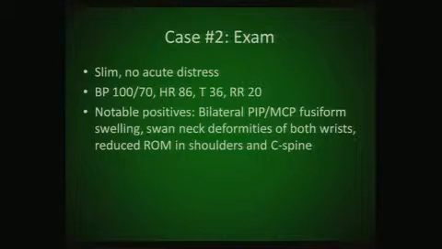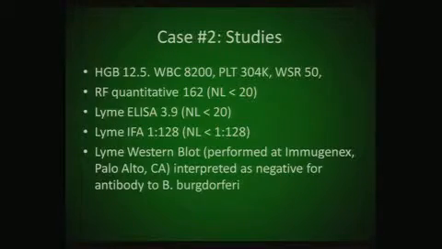On physical examination, there was not too much of note. A slim, very alert and lively woman, normal vital signs, but with very characteristic findings in her hands suggesting rheumatoid arthritis, with swan neck deformities of the wrists and fusiform swelling of joints in the fingers, and reduced range of motion in her shoulders and her C-spine.